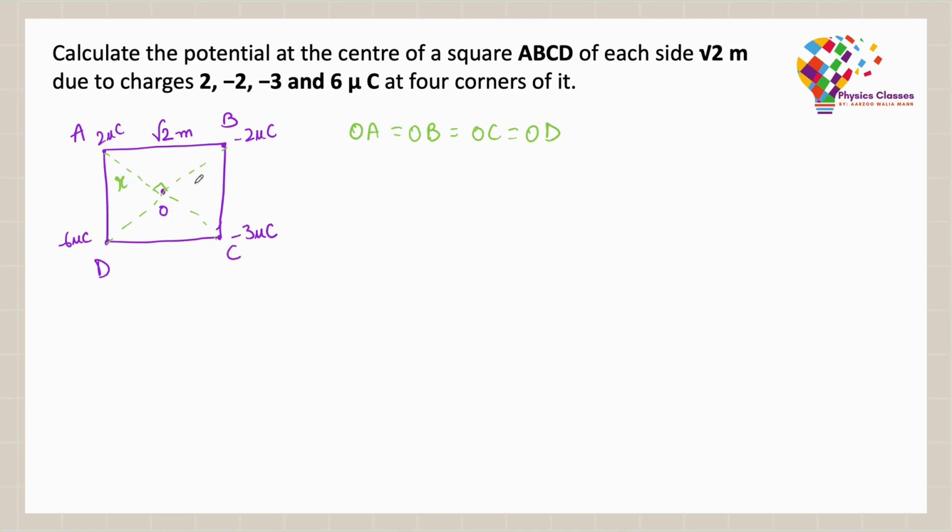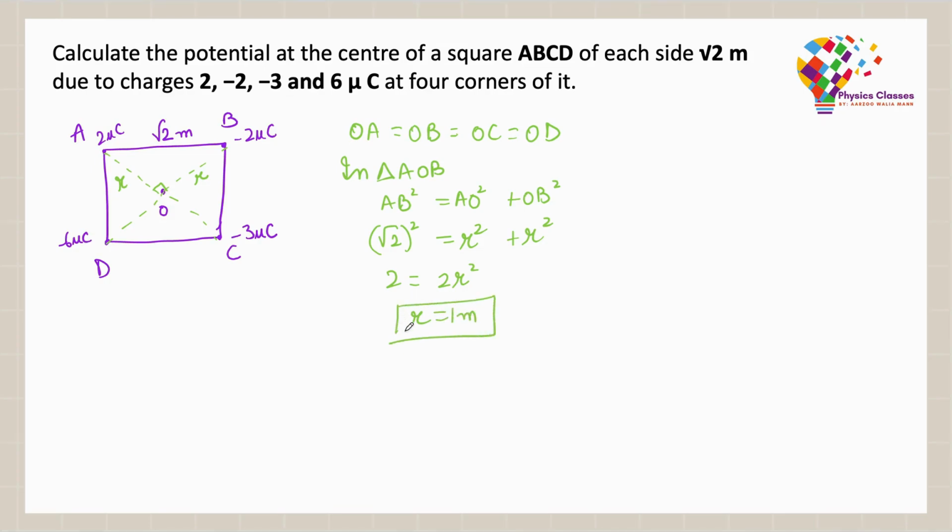Now if I look in triangle AOB, I can use Pythagoras theorem here. AB square will be equal to AO square plus OB square. AB is given to me as root 2, so root 2 whole square is R square plus R square. So this is 2 is equal to 2R square, or in other terms I can say R is equal to 1 meter. So my distance comes out to be 1 meter.